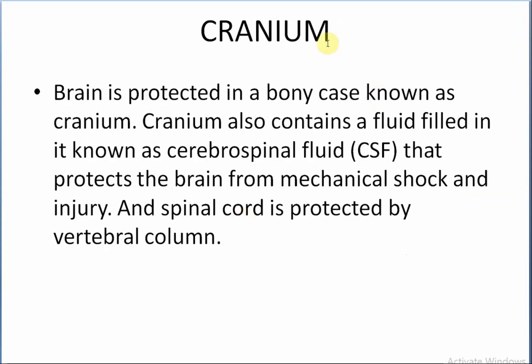Then next comes the cranium. What is the meaning of this cranium? It is the skull under which our brain is fitted. The brain is protected by a bony case known as the cranium. The cranium also contains a fluid known as cerebrospinal fluid that protects the brain from mechanical shock and injury. And the spinal cord is protected by the vertebral column. Now the brain is protected by the cranium, but in between the cranium and the brain there is a fluid known as cerebrospinal fluid that protects the brain from shock and injury. And the spinal cord is protected by the vertebral column.